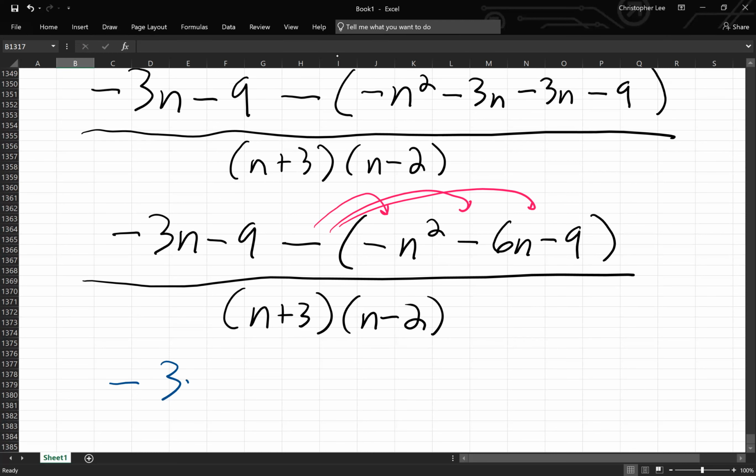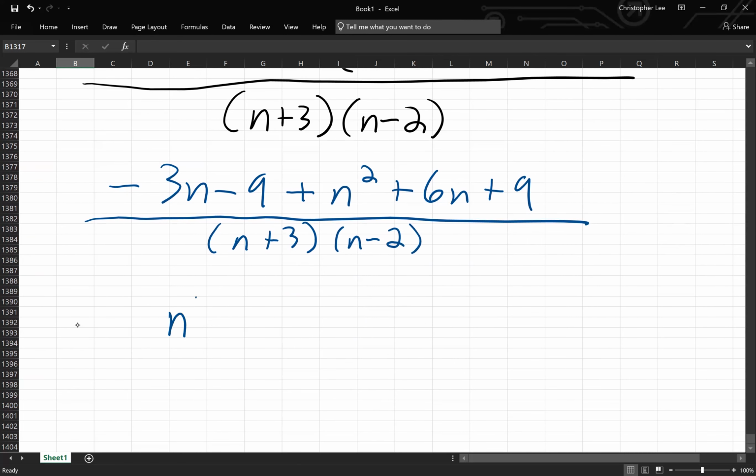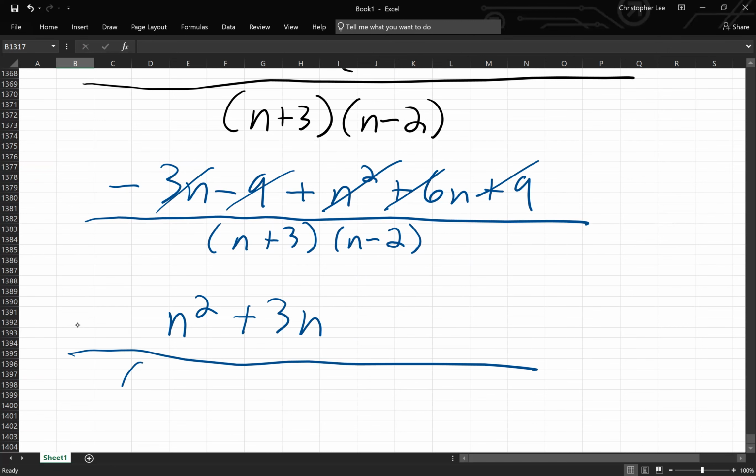So what do I have now? I have negative 3n minus 9. A negative times a negative is a positive, n squared. A negative times a negative is a positive, plus 6n. And a negative times a negative is a positive, plus 9. All divided by the LCD, n plus 3, n minus 2. Combining like terms, here's what I get. I'm going to have n squared. Negative 3n plus 6n is going to be a positive 3n. And then negative 9 plus 9, that's 0, so that's going to cross out. All over n plus 3 times n minus 2.